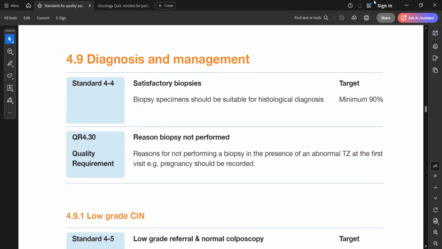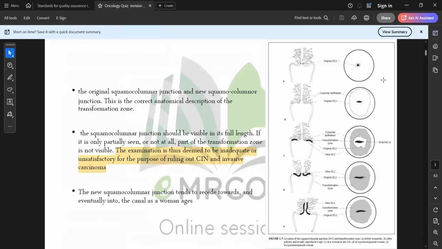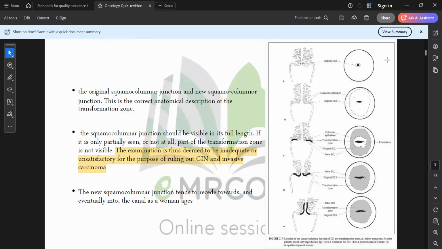So I want you guys to have a look here. This is how the squamocolumnar junction looks like. This area is our main concern because this area is what's called the transformation zone. And this is where any changes or pre-malignant changes could happen.